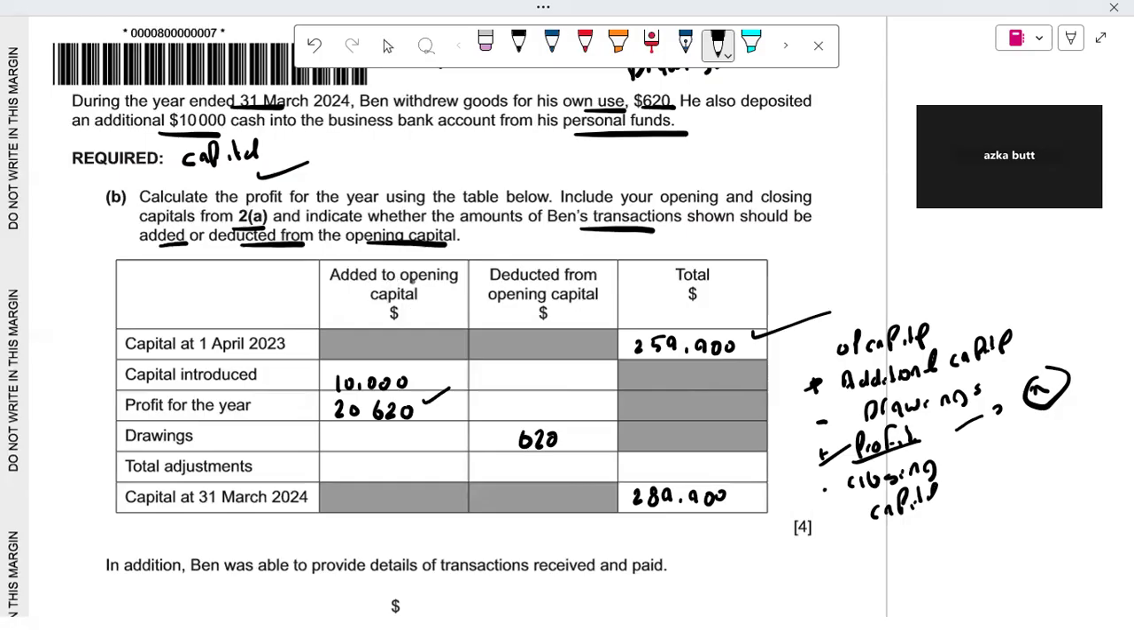Now, what is the total adjustment we did in the opening capital and deducting from capital? So 10,000 plus 20,620. So the total adjustment we did here is 30,620. This is 620. There is no adjustment, we just deducted it from the opening capital. And if we see how much adjustment we did in total, from 259,900 to 289,900, the difference is equal to 30,000.